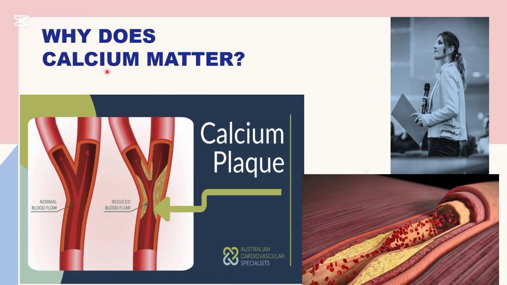Why does calcium matter when deposited in the coronary arteries? Coronary arteries are supplying oxygenated blood to our own heart muscles. This is a normal coronary artery, and this is the normal flow of blood to the heart. And here you can see that the area becomes narrowed. Why does it become narrow? Because of the deposition of these plaques here, here, and here.